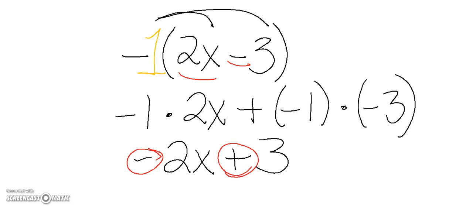So that's the distributive property, and you'll have a separate video where we talk about how to use the distributive property when finding perimeter and area.